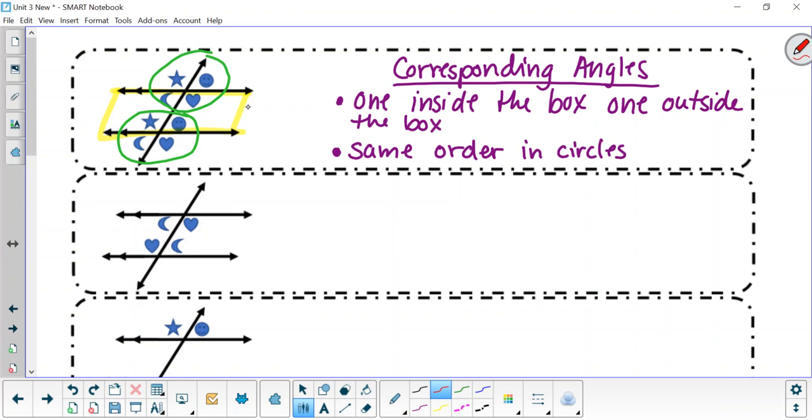Again, pause the video if it's going too fast. But for example, our stars are corresponding. One is outside my yellow box, one is inside my yellow box. And it's in the same order. It's in between the happy face and the moon and across from the heart. So they have to be in the same order, and one has to be inside the box, one is outside the box.